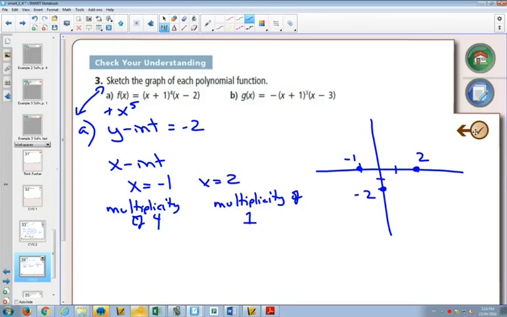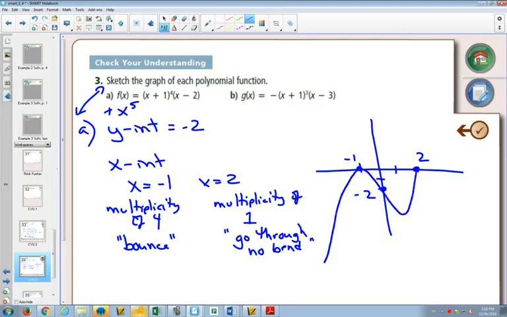Because -1 has a multiplicity of 4, it's going to bounce. And because this one has a multiplicity of 1, it's going to go through but no bend. So we're going to start down here. We get to our first one, it bounces off of there, goes through there. You don't know how low it goes, and it goes straight through that one. This is our graph.